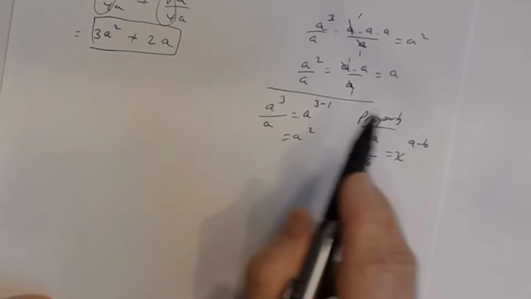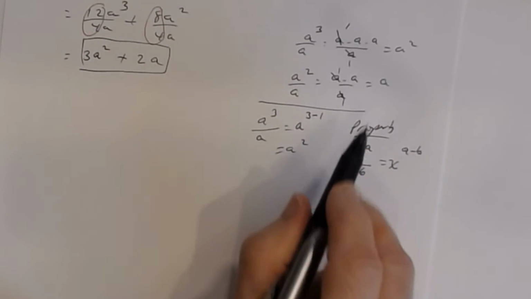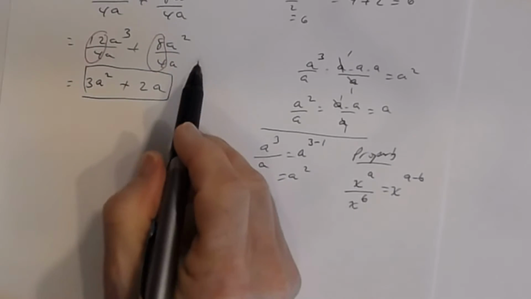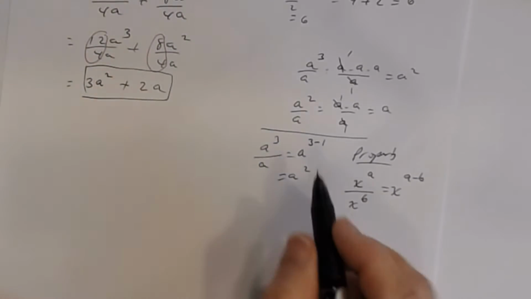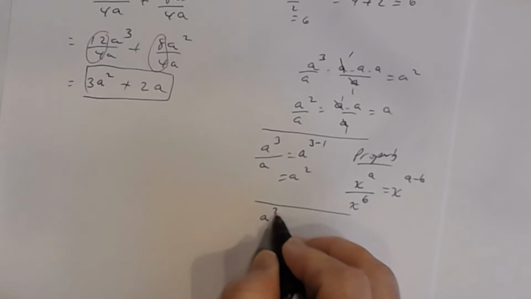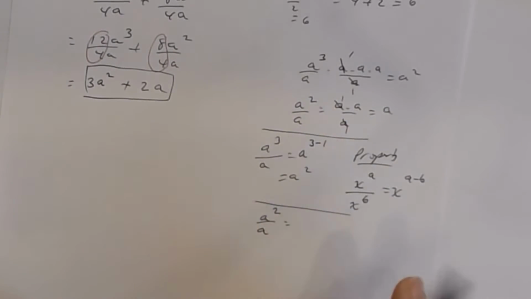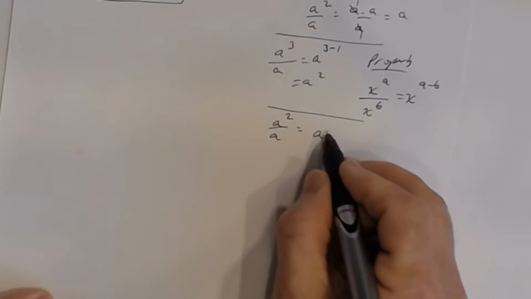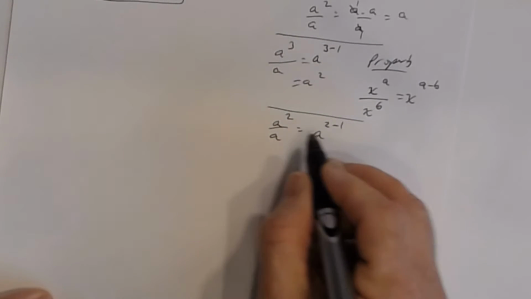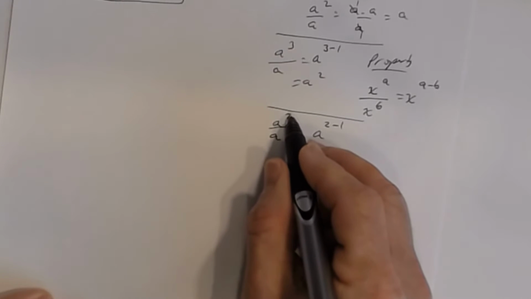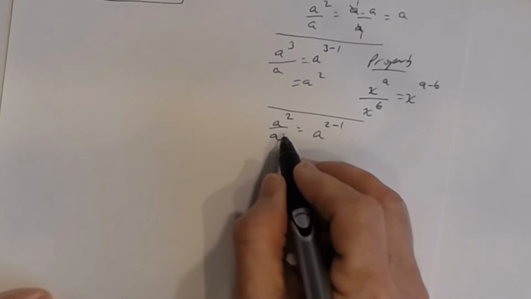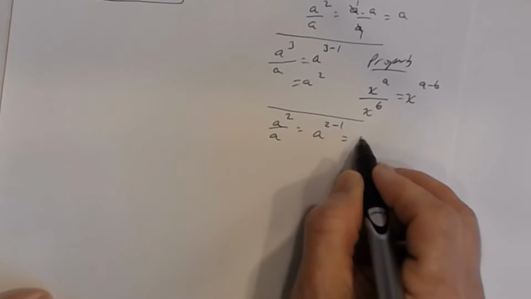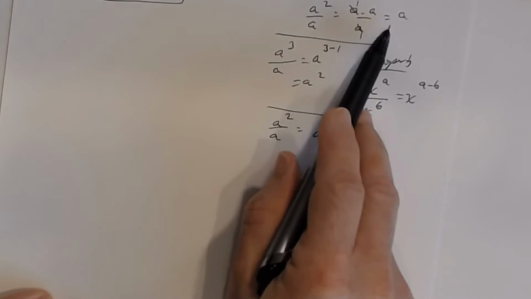So you think about these in different points of view. It helps. Same thing here. You see that a squared divided by a? I'm going to use this property. So I'm dividing like bases, I'm going to subtract exponents. 2 minus 1. It's always the exponent of the numerator first, and then subtract the exponent of the denominator. 2 minus 1 is 1, so I just get a. And that's what you saw here.